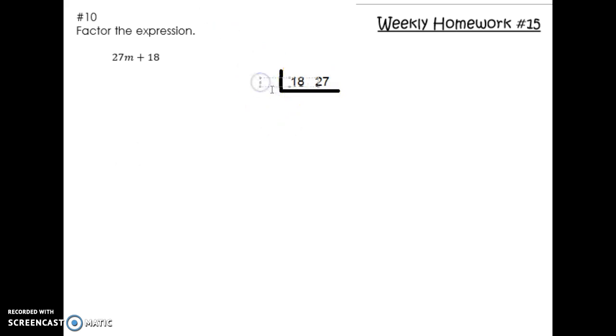I know I can factor out a 3. 18 divided by 3 is 6. 27 divided by 3 is 9. Can I keep going? Yes, I can. So I'm going to keep going. I can factor out another 3. So this becomes 2 and this becomes 3. And now these are prime, so I can't go any further.